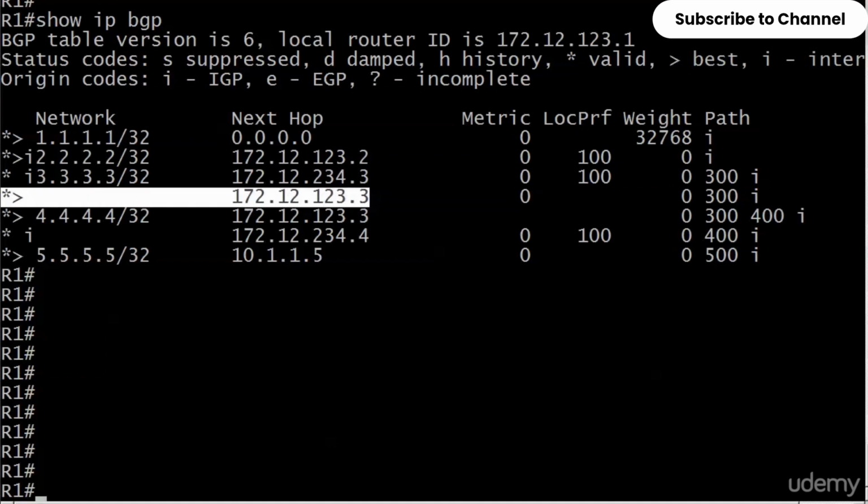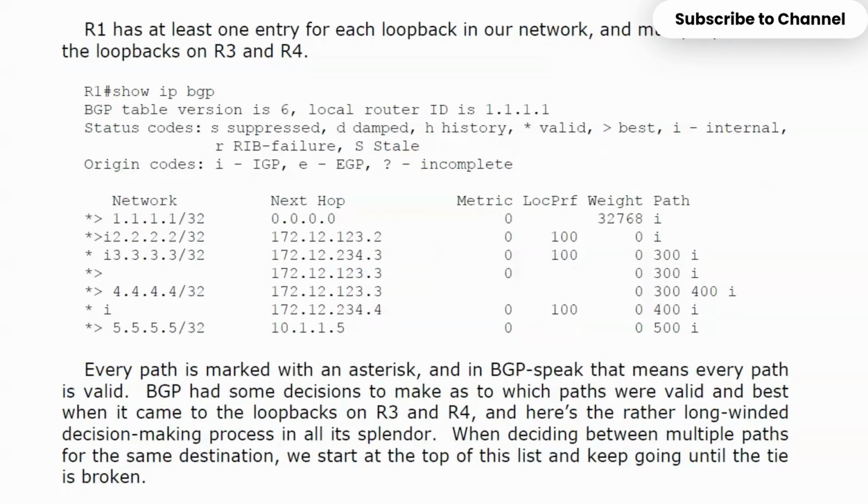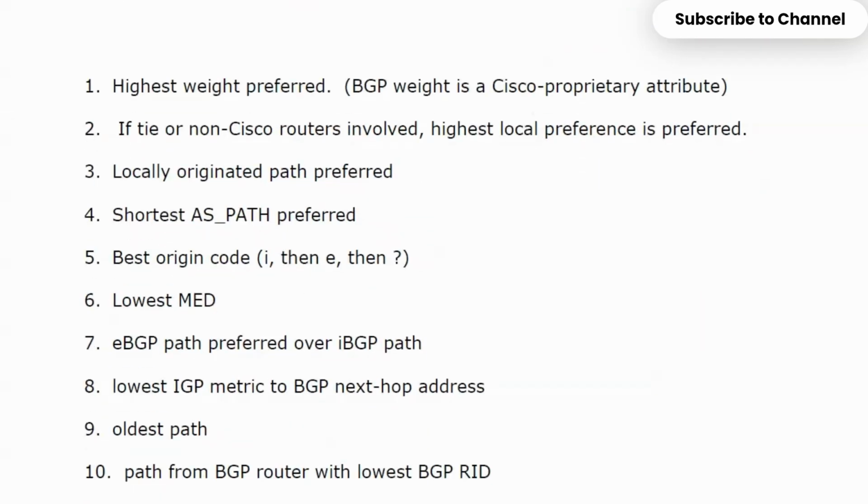So why? Why were those particular paths chosen? Well, when deciding between multiple paths for the same destination, we have a pretty long-winded decision-making process. This is not 1 or 2 steps. I would just have this memorized down cold for your exams. It's a very good idea. And here is that list.